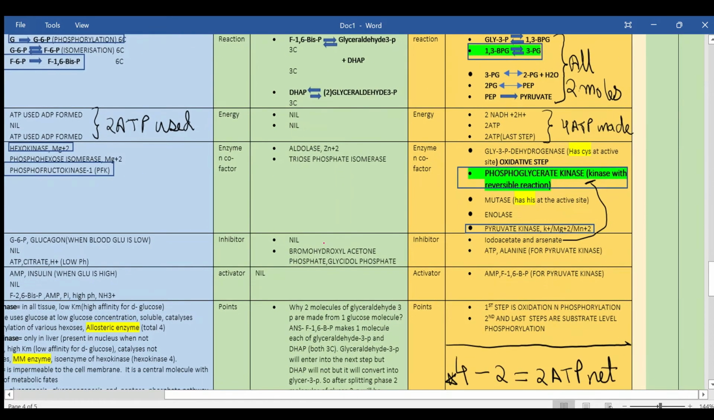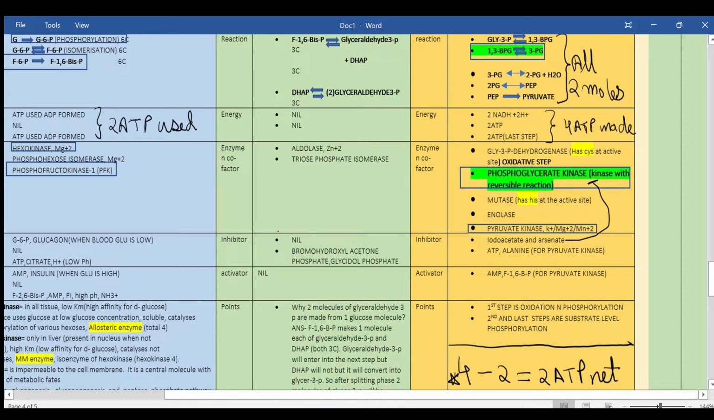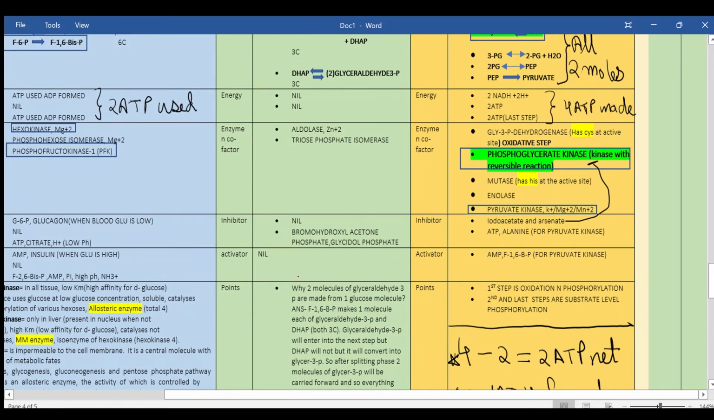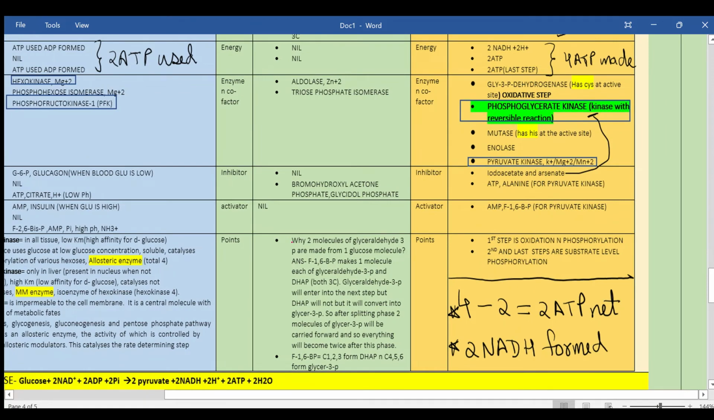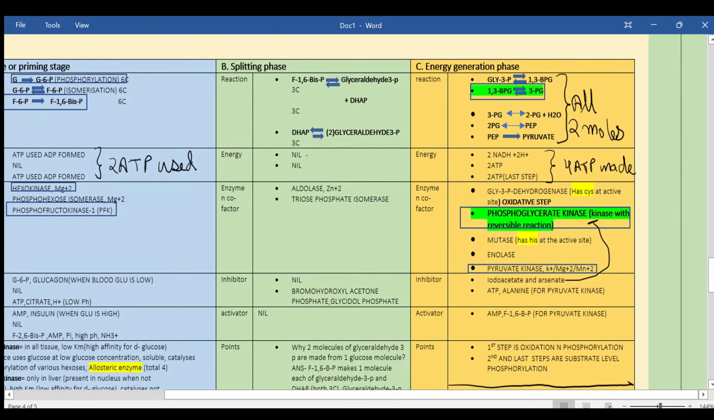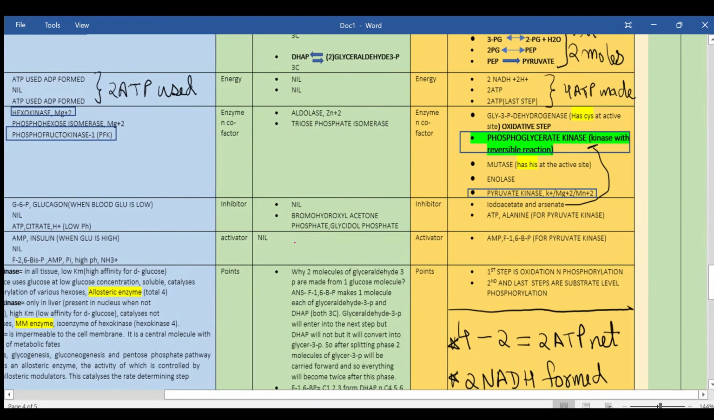And inhibitors, no inhibitors for the first step, and for the second step, that is conversion of dihydroxyacetone phosphate into two molecules of glyceraldehyde 3-phosphate, the inhibitors are bromohydroxyl acetone phosphate and glycidol phosphate. Activators, no activators. And points, I have already explained here, but again let me read it for you so that it gets clearer.